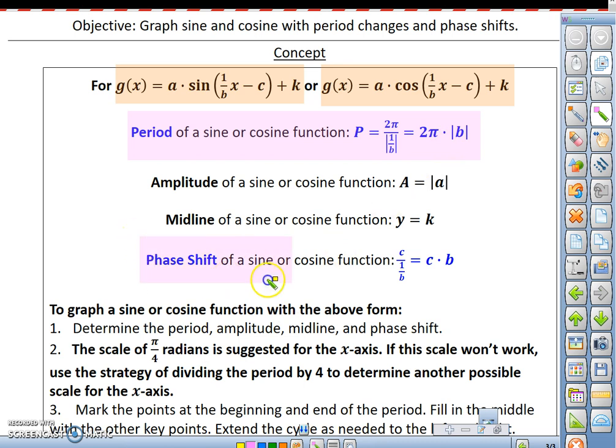The phase shift is calculated by taking the value we call c, which means we'll have to take the opposite of this quantity that we find here, because you'll notice it's a minus c structure, and we want c, which is its opposite. We divide that by the 1 over b parameter, positive or negative, whichever it would be, and then that becomes our phase shift. If the phase shift is negative, that means that we have a translation to the left, and if the phase shift is positive, we have a translation to the right.